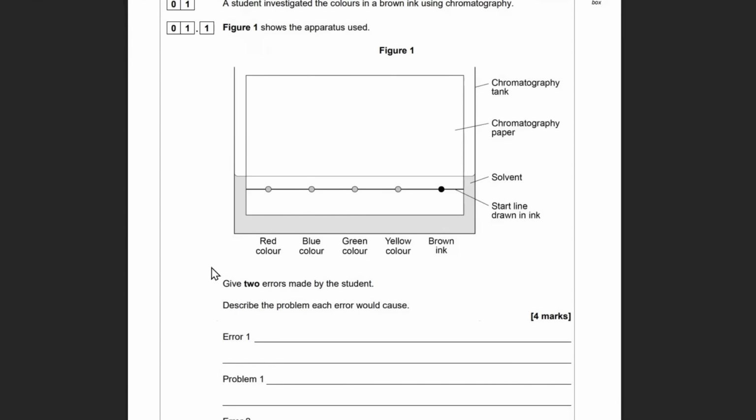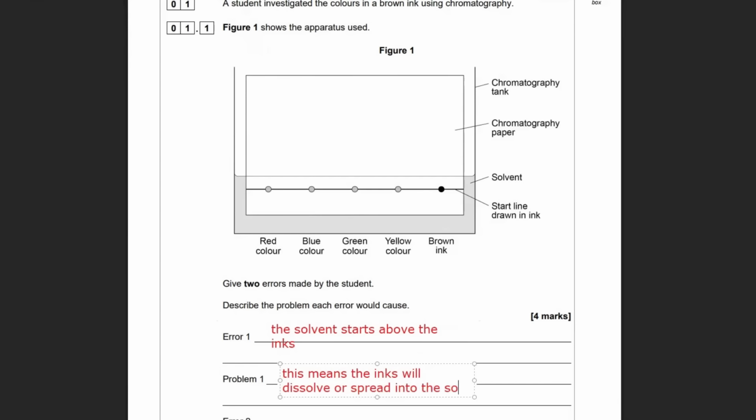So we need to put that into words. So error 1, the solvent starts above the inks. And then it wants us to write the problem down here. So this means the inks will dissolve or spread into the solvent. So they'll spread out and it will be kind of ruined and we won't get any chromatography. And that's the first 2 marks.